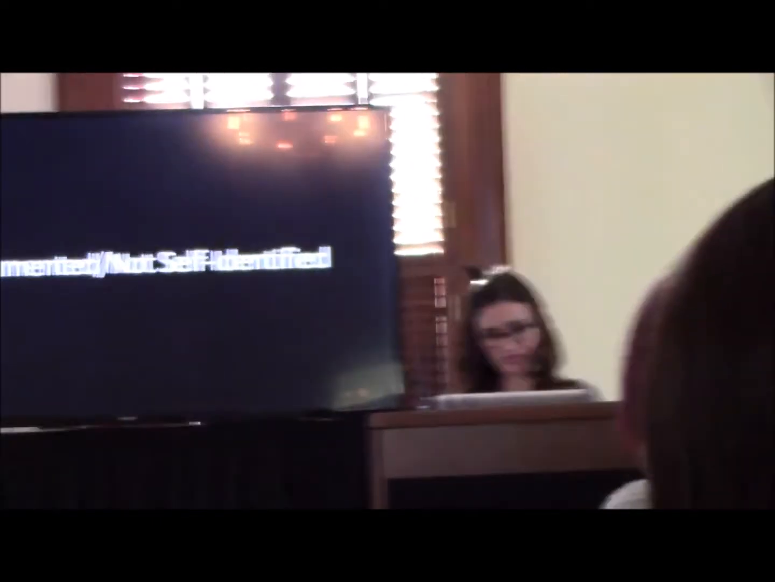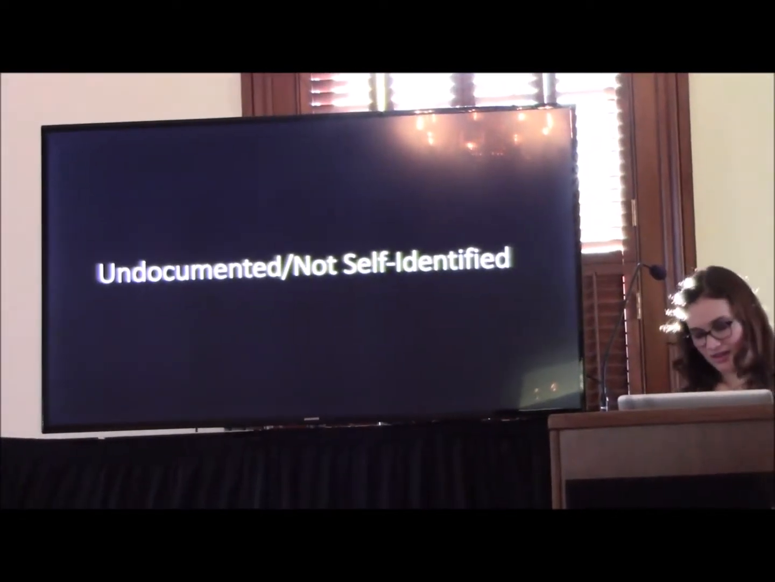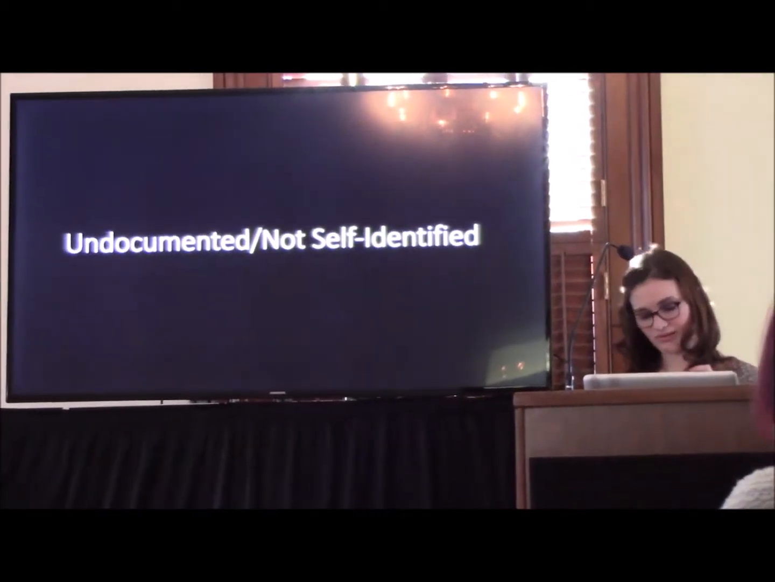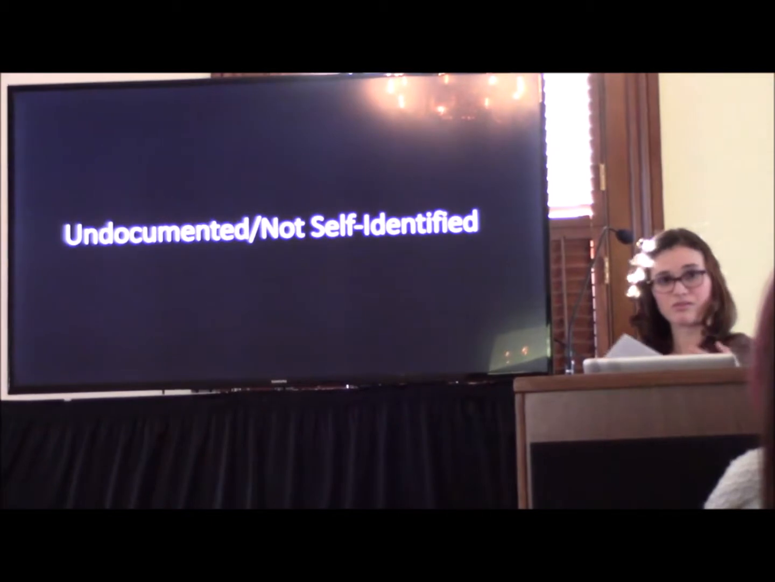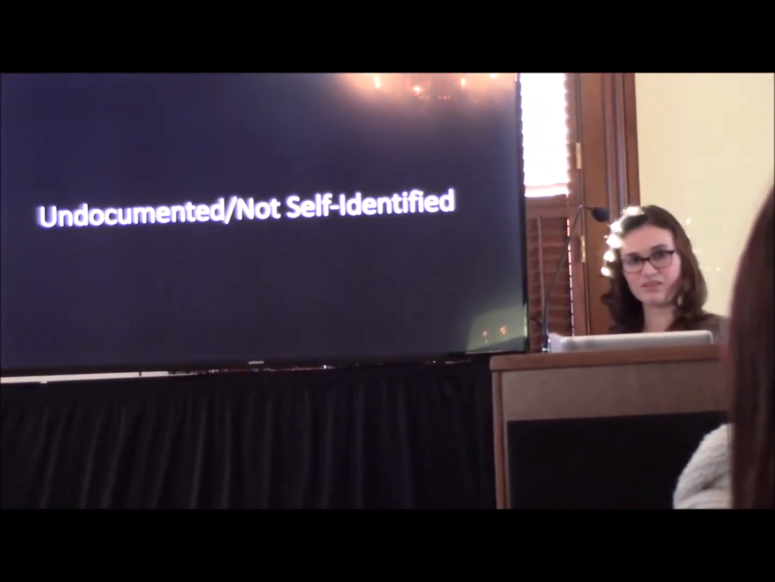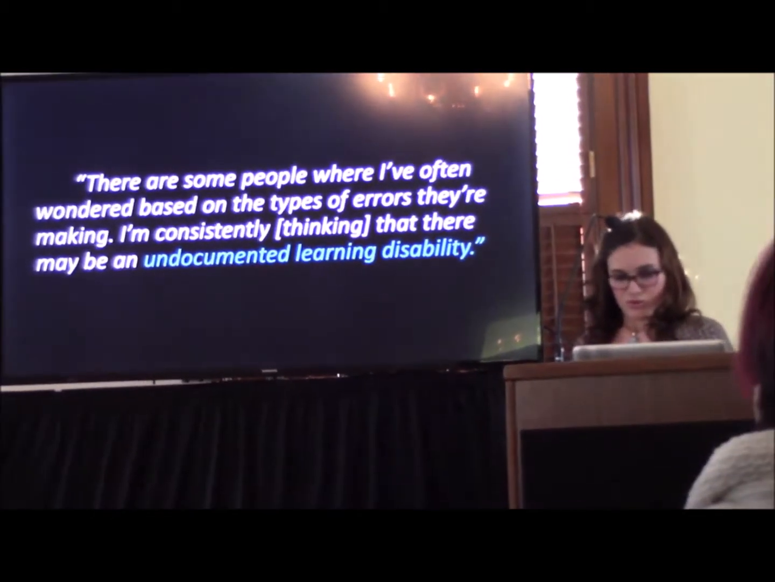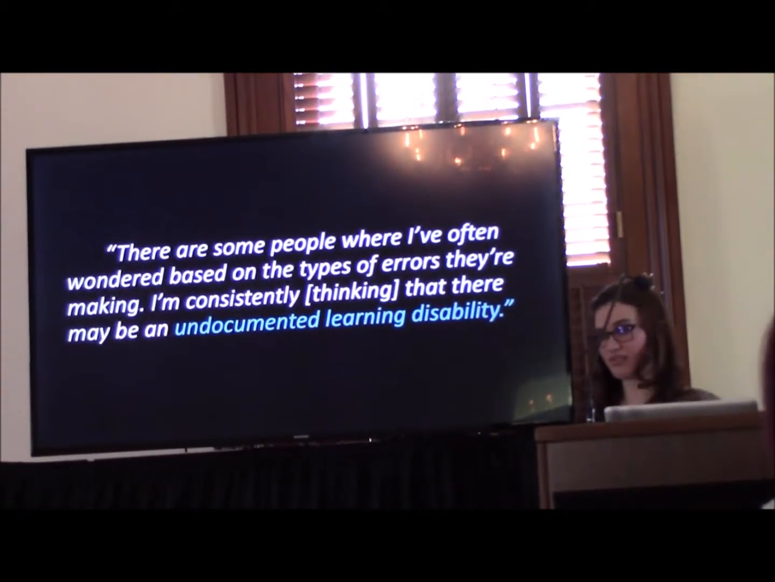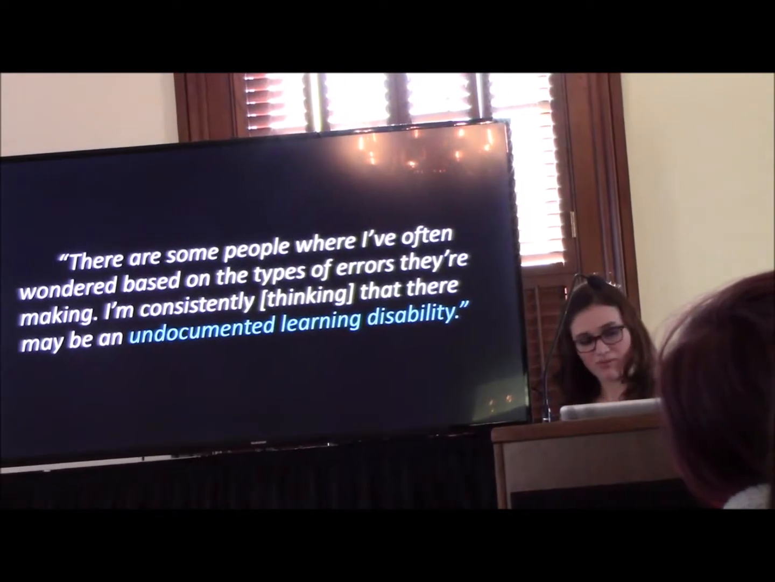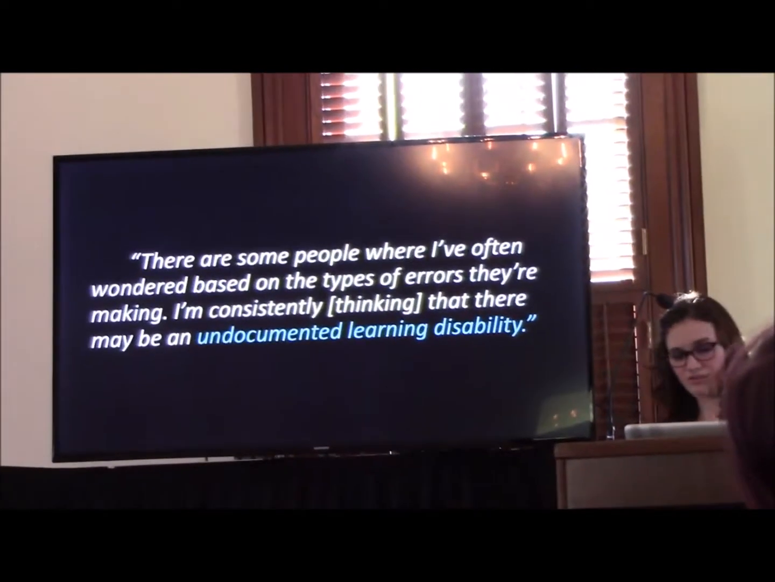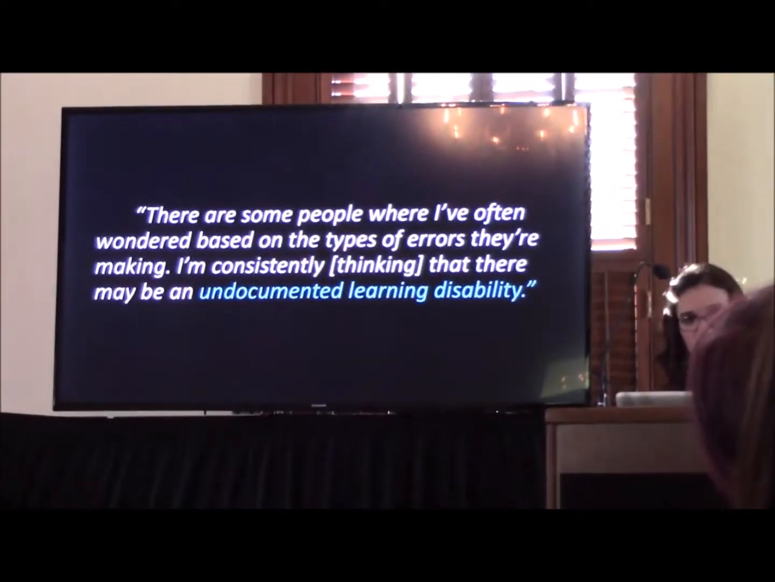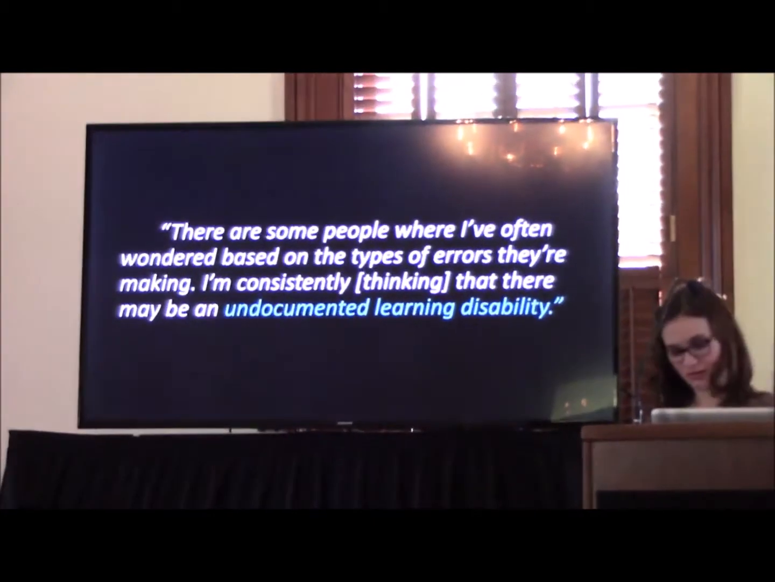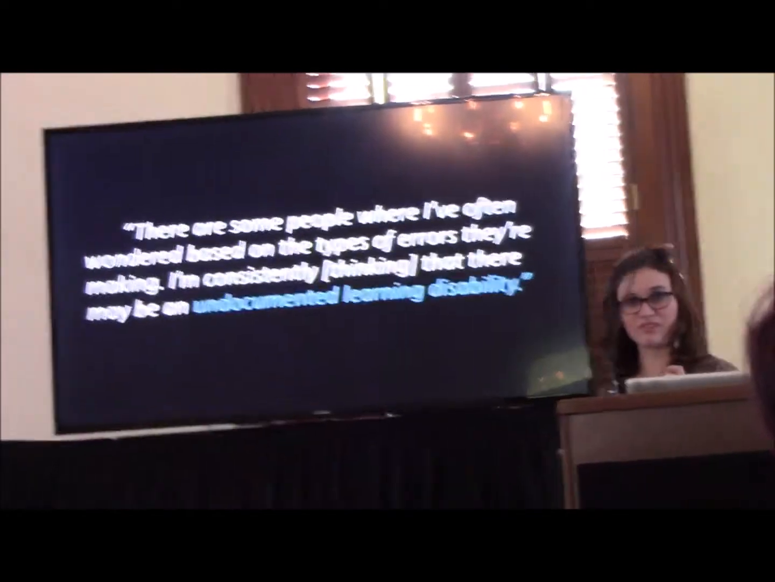that I found. The first theme that emerged was undocumented and not self-identified. In order to receive academic supports and accommodations under the law, students need to disclose their disability to the school. However, some students have chosen not to disclose. One faculty member said, "There are some people where I've often wondered, based on the types of errors they're making, I'm consistently thinking that there may be an undocumented learning disability." Faculty have reported and described instances where they have wondered, are there some students who did not self-identify or disclose their disability status?